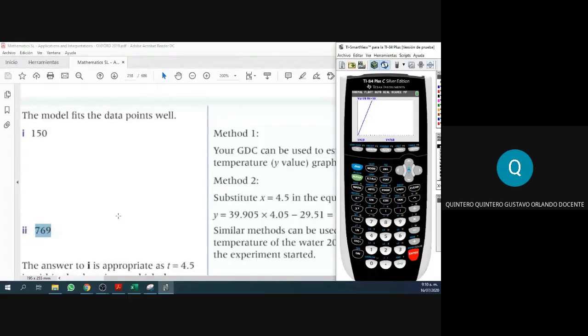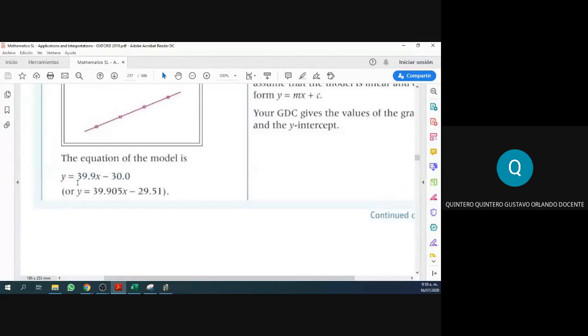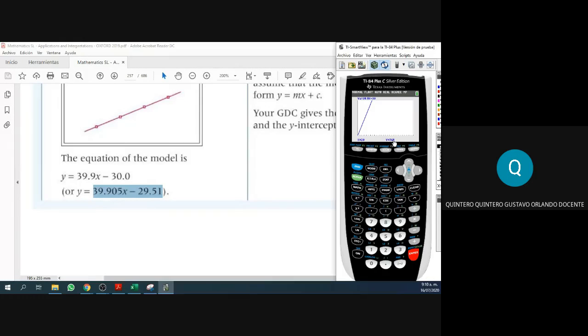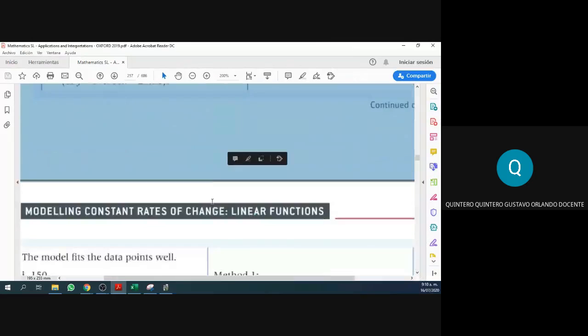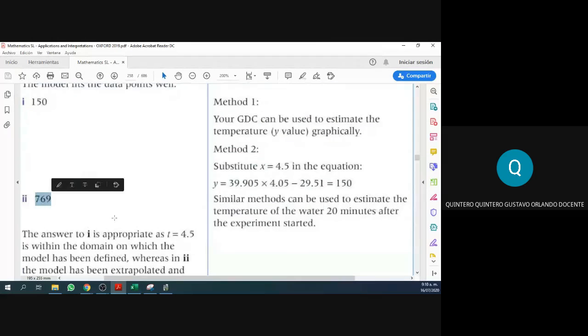This is not a mistake in the book. This is a mistake on my part because I decided to use this function, the simplified function, remember? If I were to use this one in here, the one without simplifying, then my result would be more accurate and it would be more precisely 769.